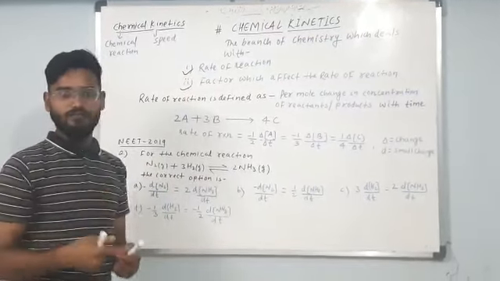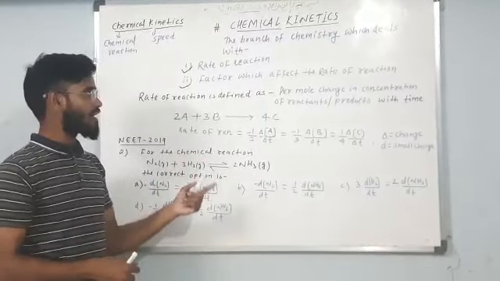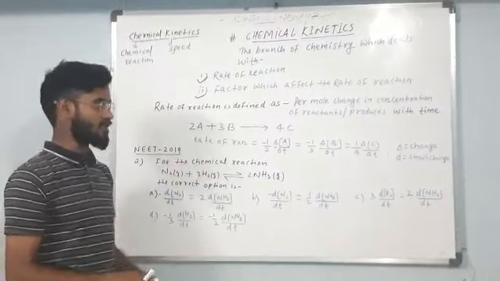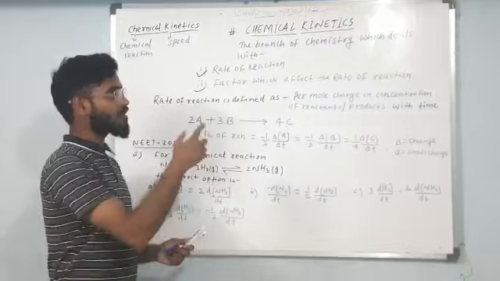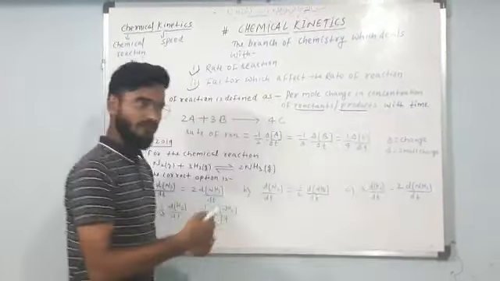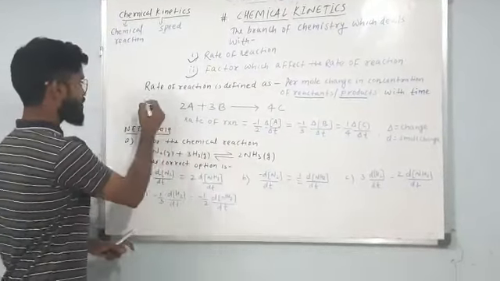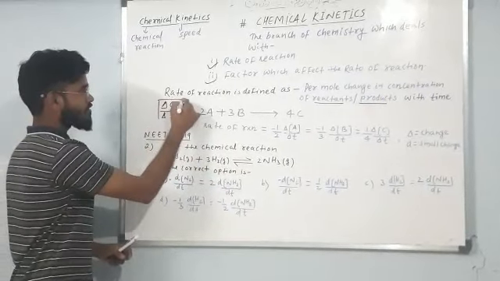In the very first part we will study how to write rate and what is the rate of the reaction, and in the second part we will be seeing the factors which affect the rate of the reaction. So coming to the point, rate of the reaction is defined as per mole change in the concentration of reactant or product with time. So this is nothing but change in the concentration. You can write change in the concentration divided by change in time, that is rate of reaction.